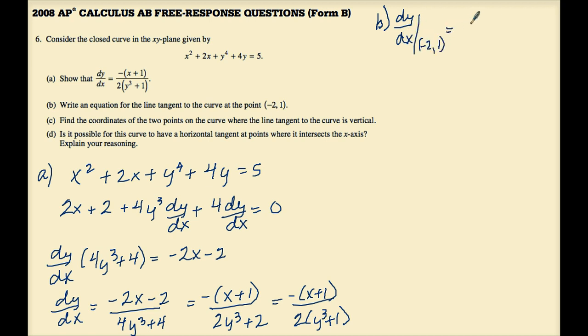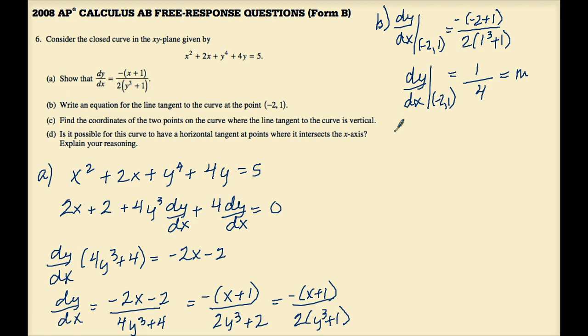Let's plug that into our slope function. Negative 2 plus 1 over 2 times y cubed, 1 cubed plus 1. In the numerator, negative 2 plus 1 is negative 1, and negative of negative 1 is positive 1. In the denominator, 1 cubed plus 1 is 2. 2 times 2 is 4. So dy/dx at (-2, 1) is 1/4, and that is our slope.